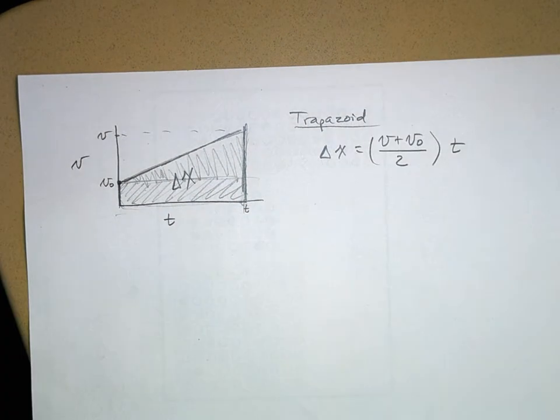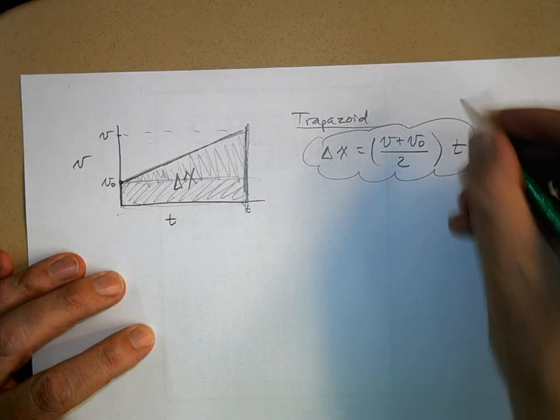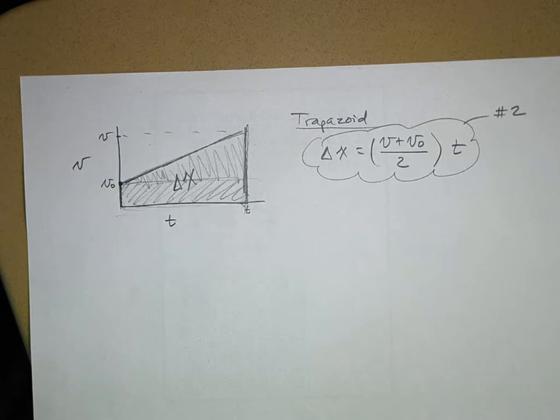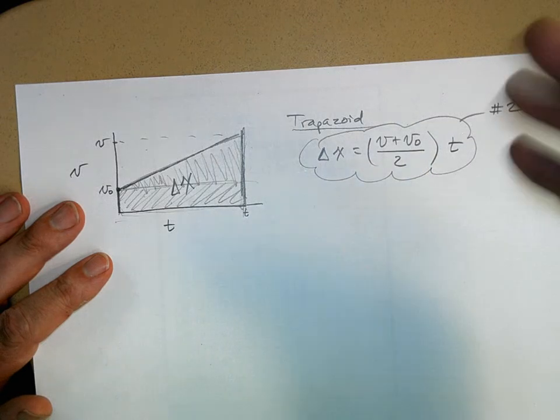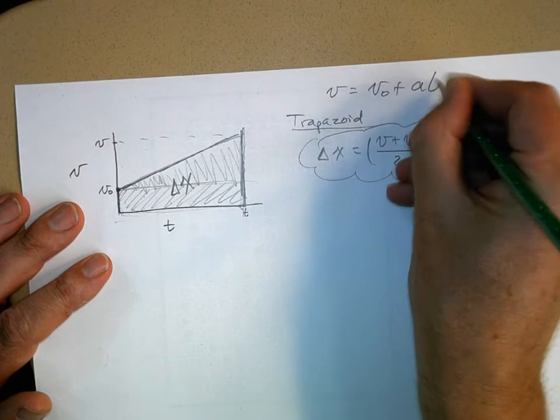And this right here is my second kinematic equation. That's equation number 2. So I'm going to rewrite equation number one above here. You don't need to because you've already written it down. But V equals V naught plus AT. That's the first one. Now watch what I'm going to do.